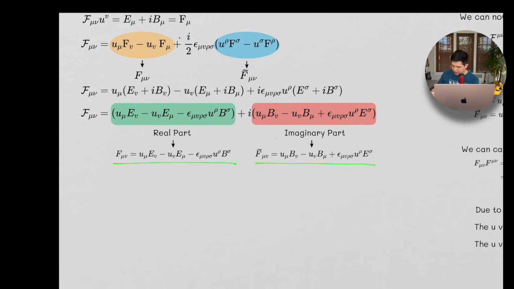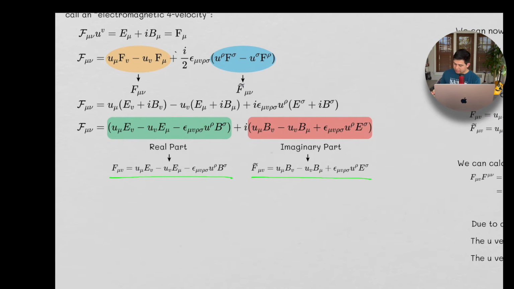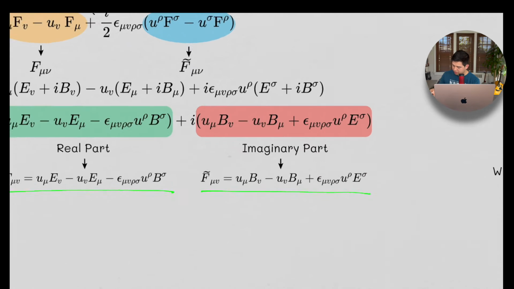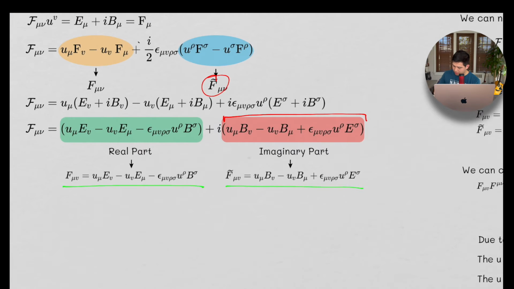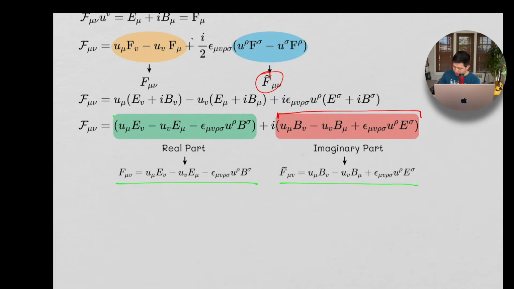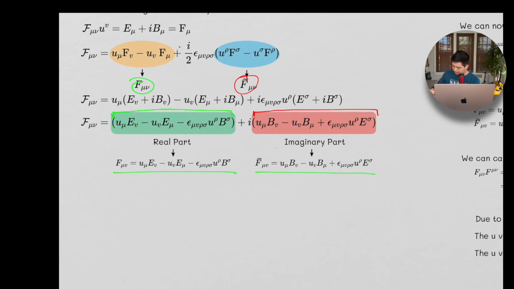So what ends up happening is that F mu nu has a real part and it has an imaginary part. Right? So we're defining all of this here to be this right here. And we're defining all of this to be this right here. All right.